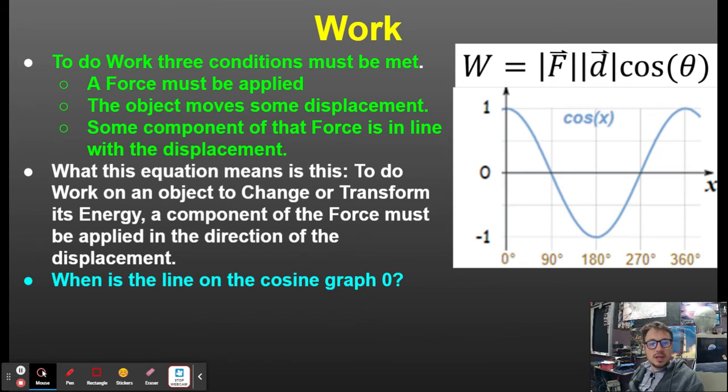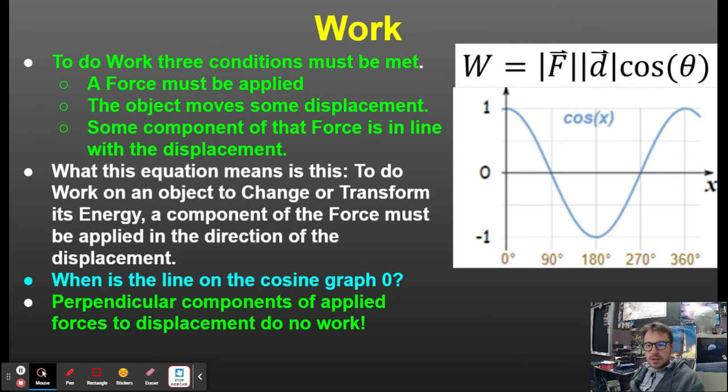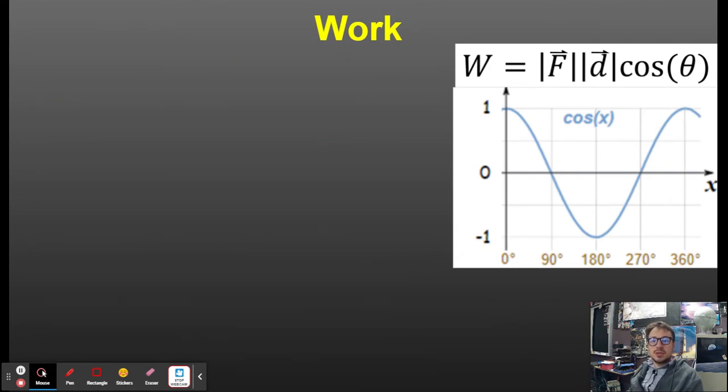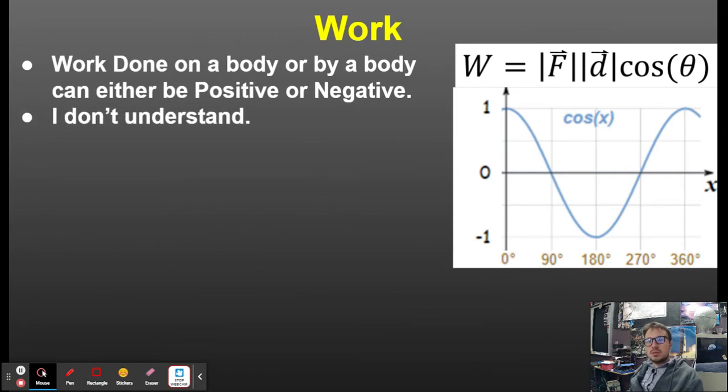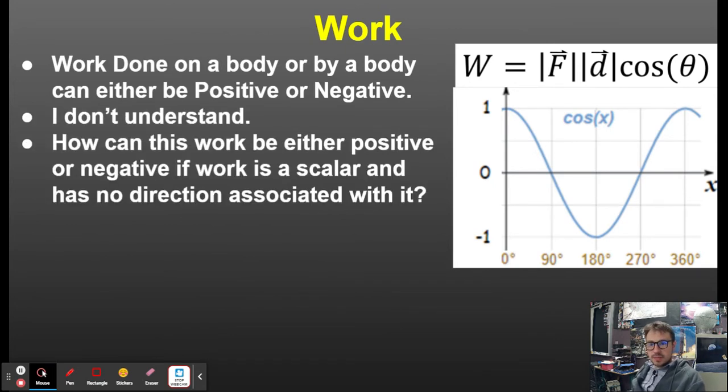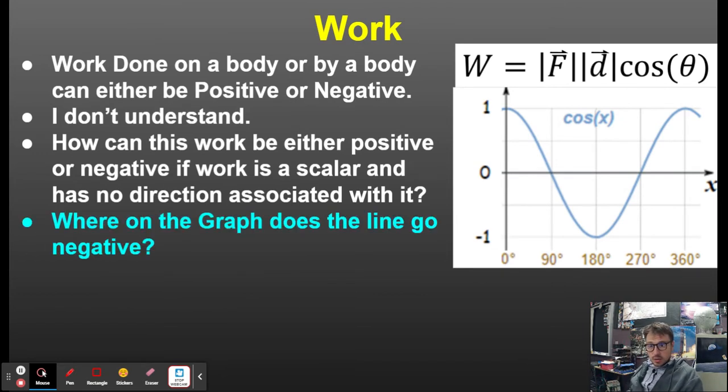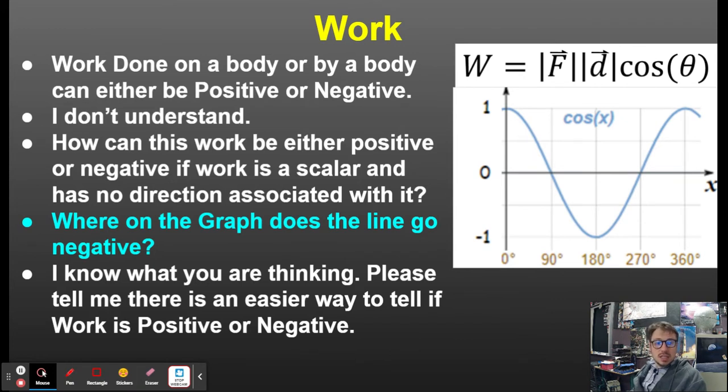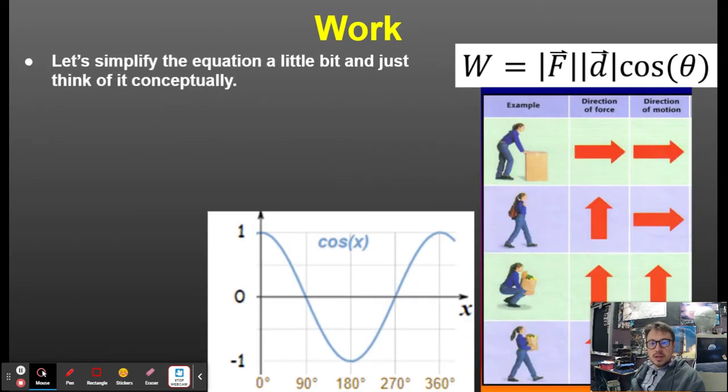But let's look at when the cosine of the angle is 0. So perpendicular components, 180 degrees, right? Or sorry, 90 degrees, my fault. 90 degrees, perpendicular components applied to force and displacement do no work. So work can also be positive or negative, right? So you probably think, well, how can this be possible if work is a scalar quantity? Well, look at the cosine graph, right? So cosine of the angle is going to be -1 if it's 180 degrees. So this is just a simpler way to think about it, right?